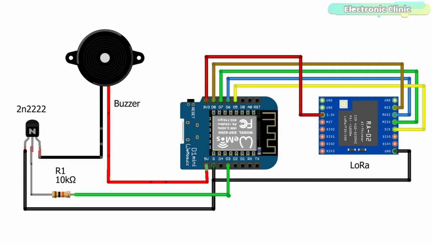The 5V buzzer is connected using the digital pin D3 of the ESP8266 Wi-Fi module. We use a 2N2222 NPN transistor and a 10 kilo ohm resistor to control the 5V buzzer. The transistor and resistor make the driver circuit.